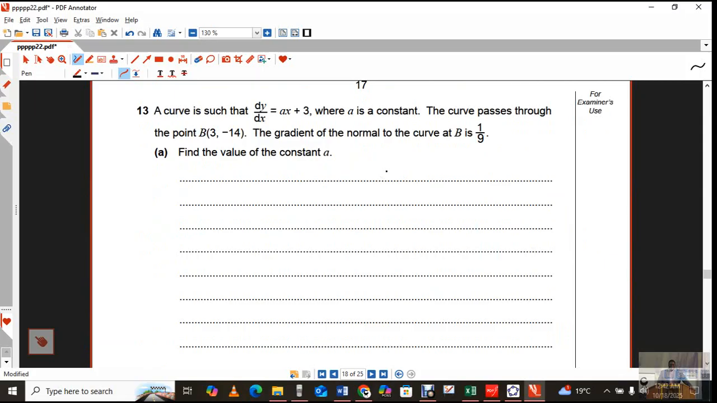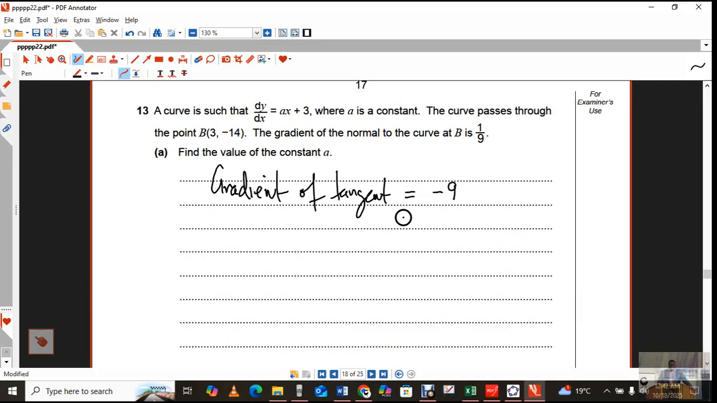Question 13. A curve is such that dy/dx is equal to ax plus 3, where a is a constant. The curve passes through the point B, which is the point (3, negative 14). The gradient of the normal of the curve at B is 1 over 9. So this means that the gradient of the tangent should equal negative 9, because 1 over 9 times negative 9 gives you negative 1. The product of the gradient of the tangent and the gradient of the normal is negative 1.